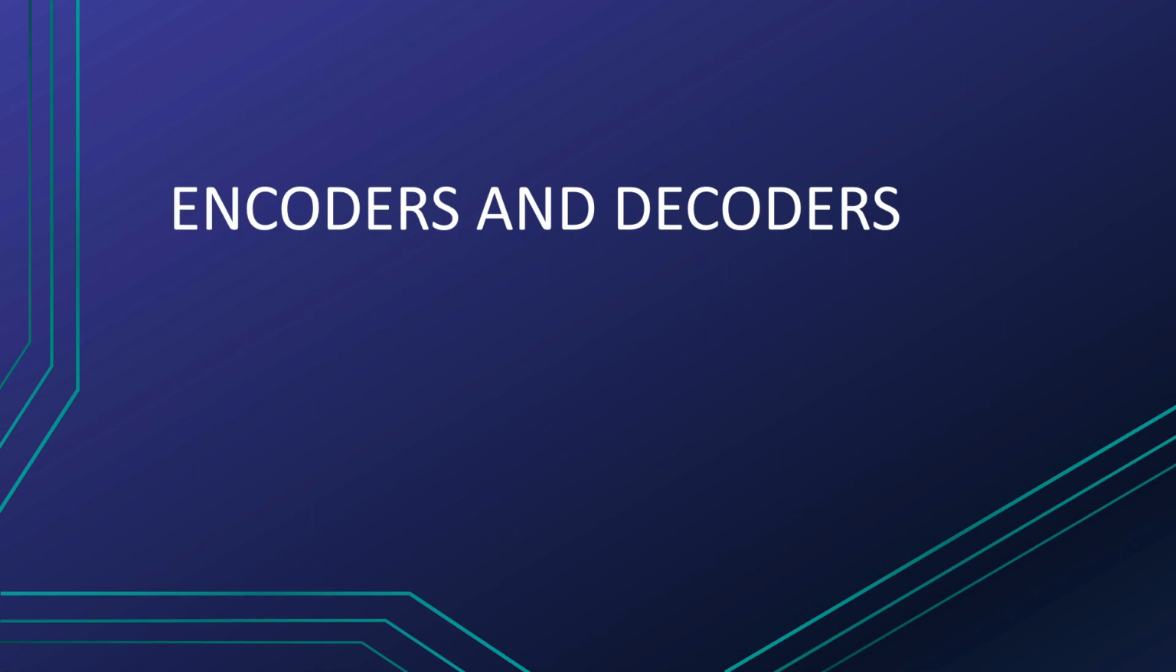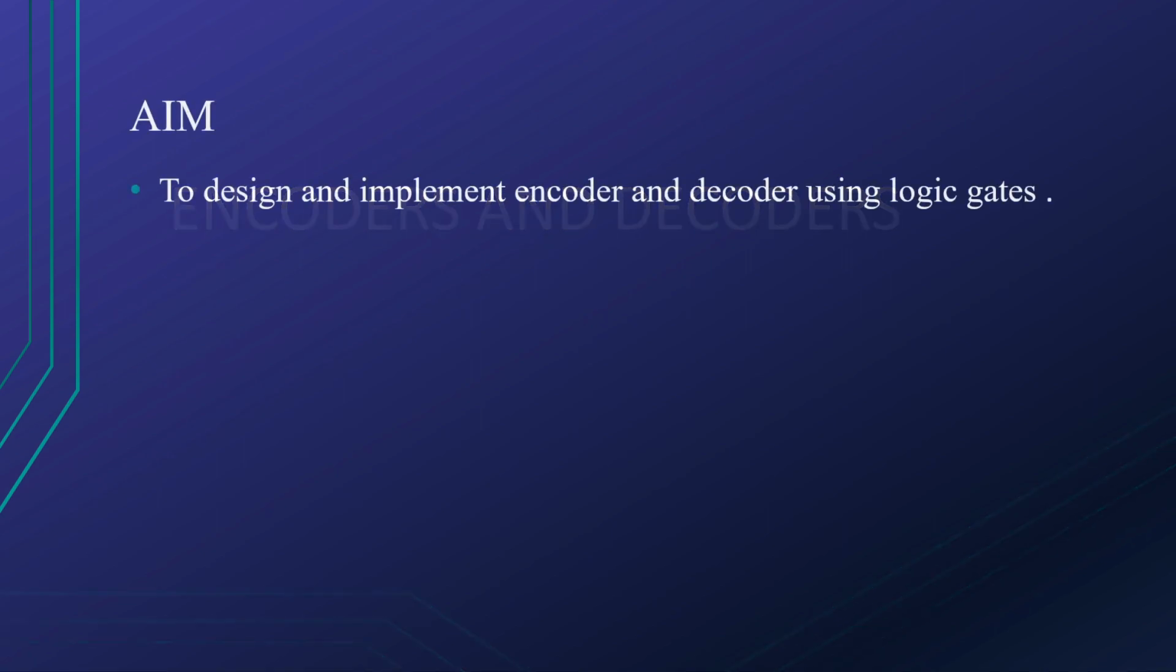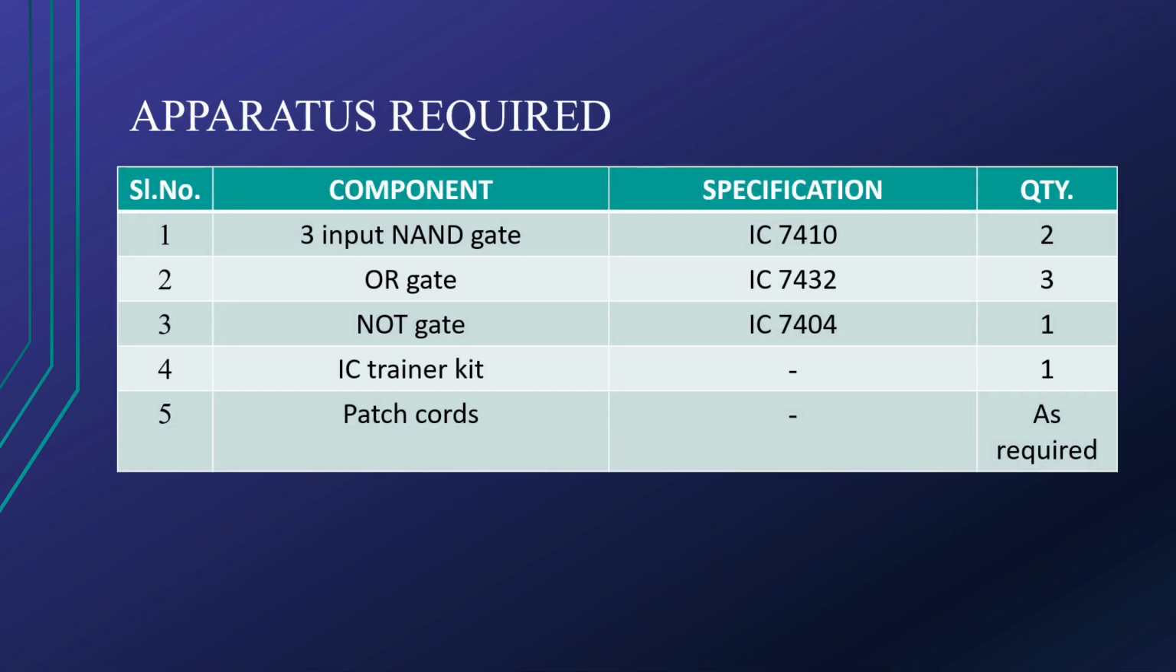Now we are going to see about encoders and decoders. First is aim. We are going to design and implement encoder and decoder using logic gates. So next we are going to see what are all the apparatus required for doing this experiment. We need 2 quantity of 3 input NAND gate, 3 quantity of OR gate, 1 NOT gate, 1 IC trainer kit and patch cards as required.